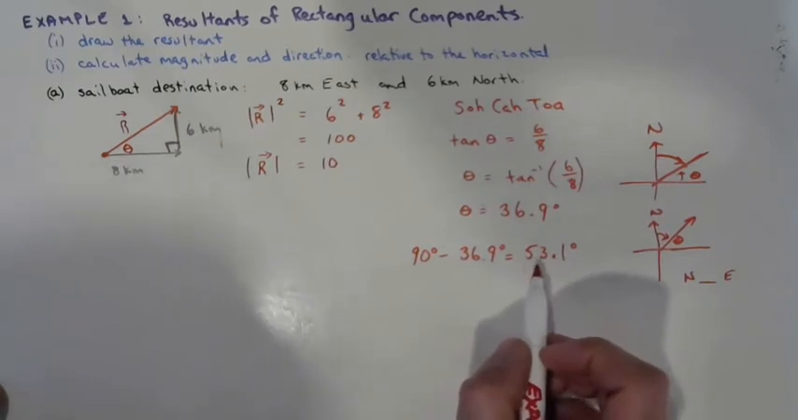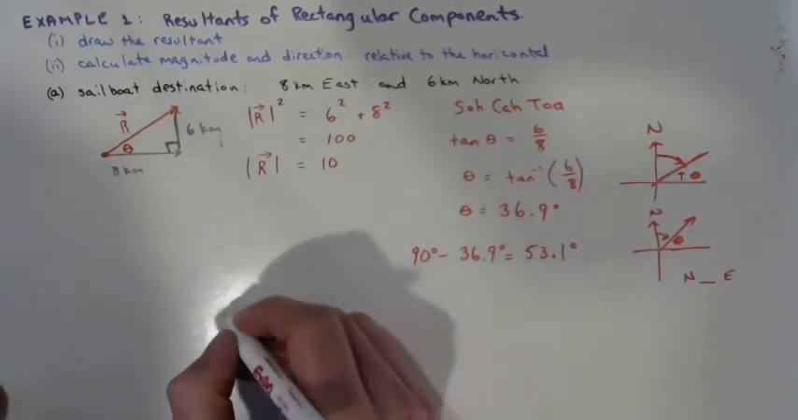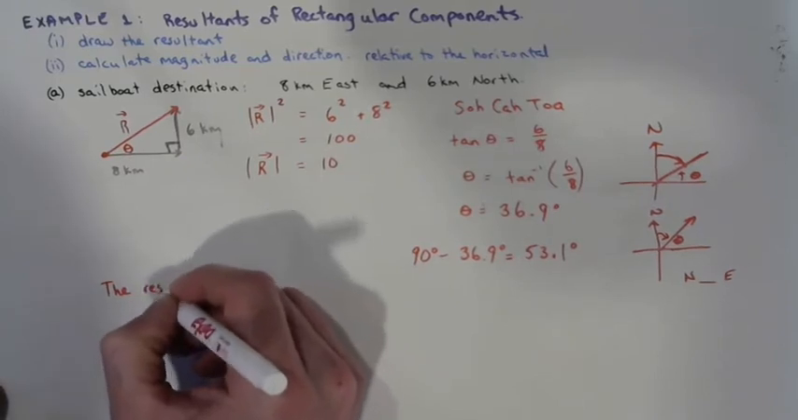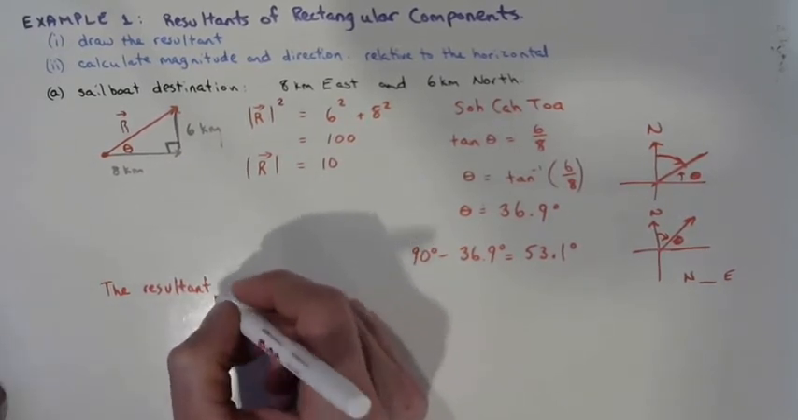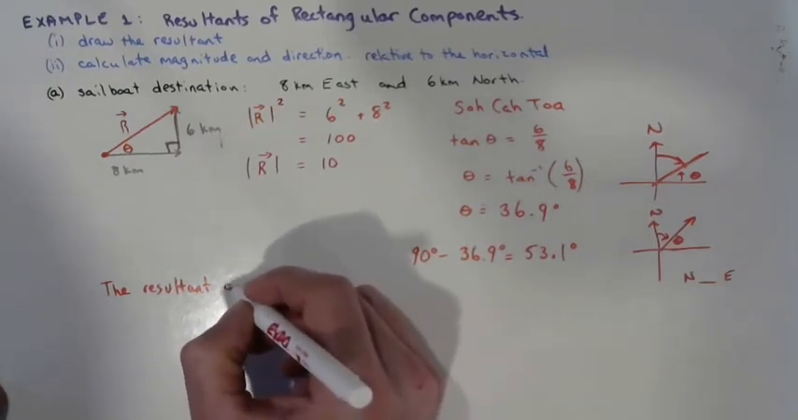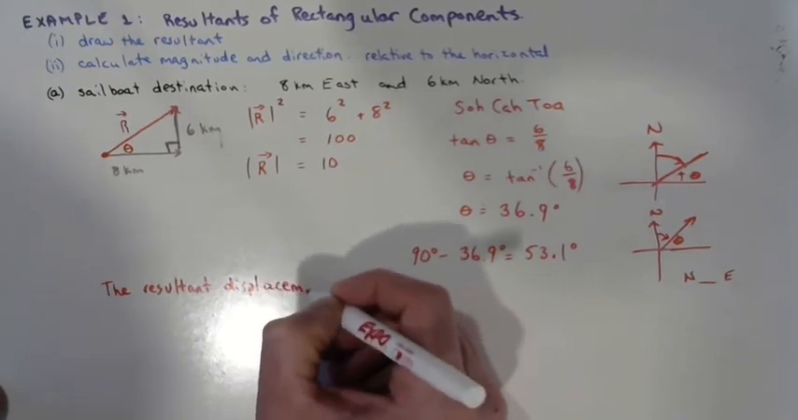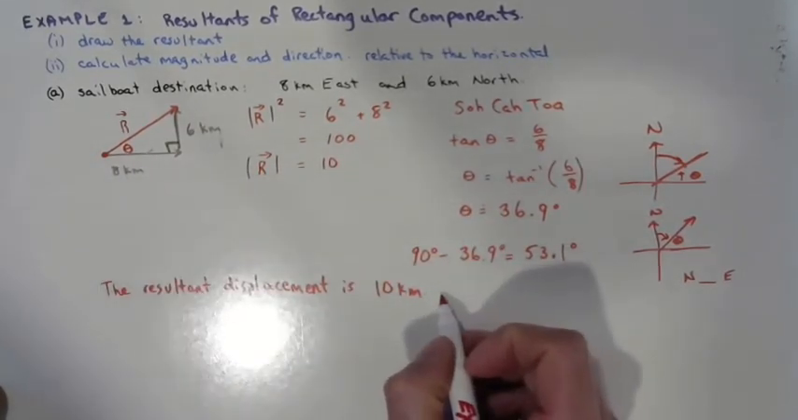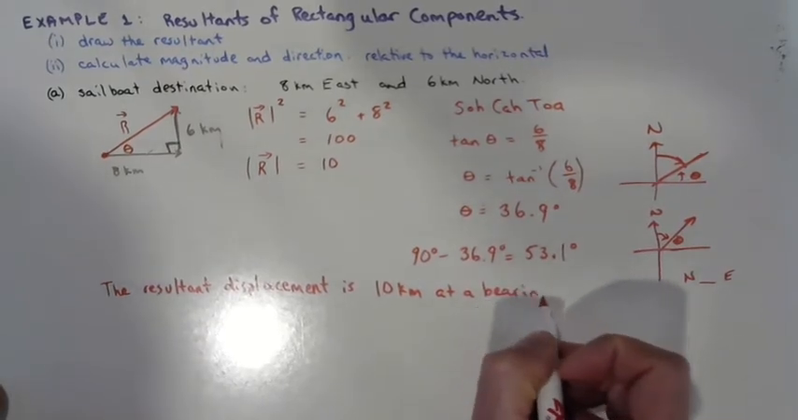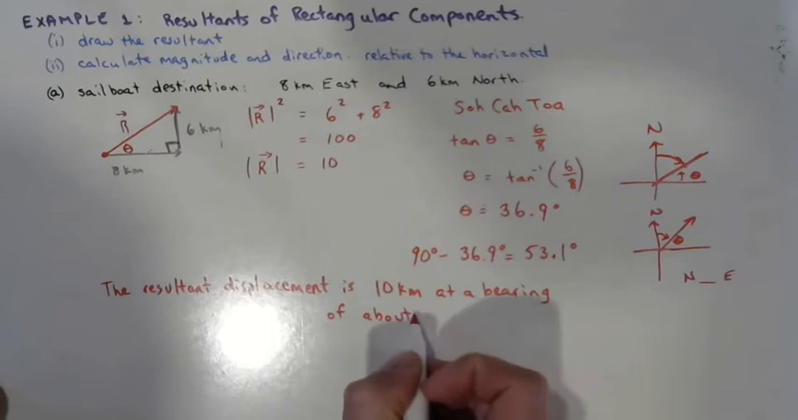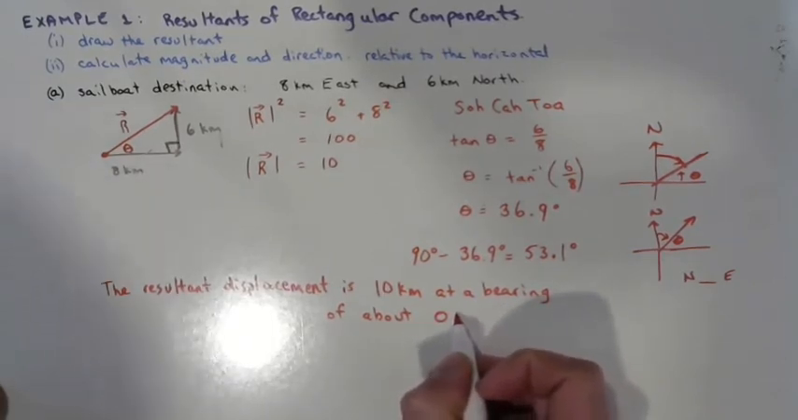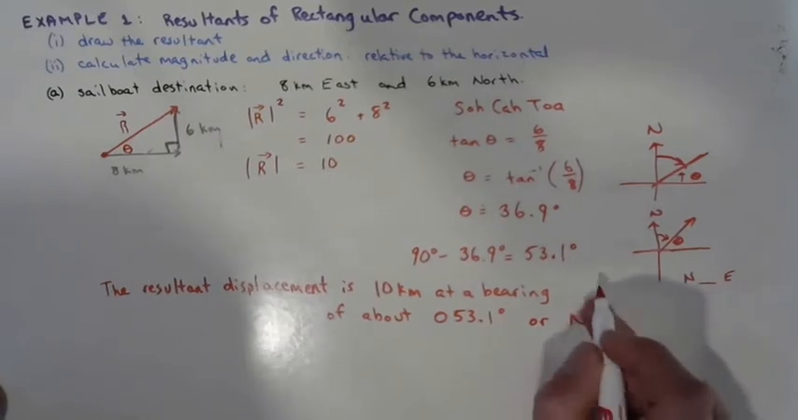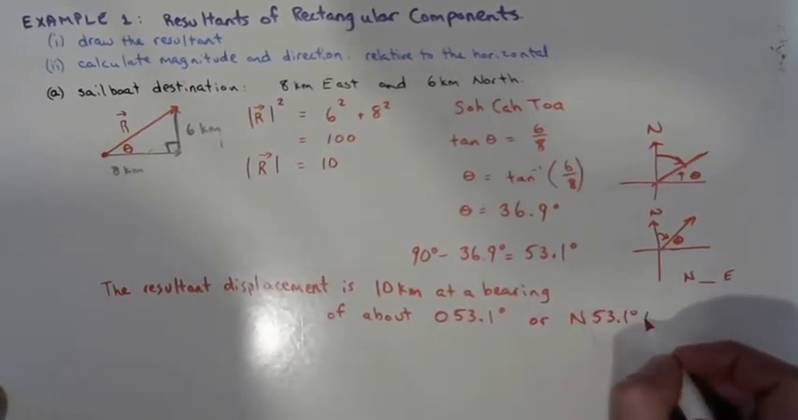And so as a bearing, the resultant vector here has a displacement of 10 kilometers at a bearing of about 053.1 degrees. So the resultant displacement is 10 kilometers, Pythagorean theorem, at a bearing of about 53.1 degrees, or north 53.1 degrees east.